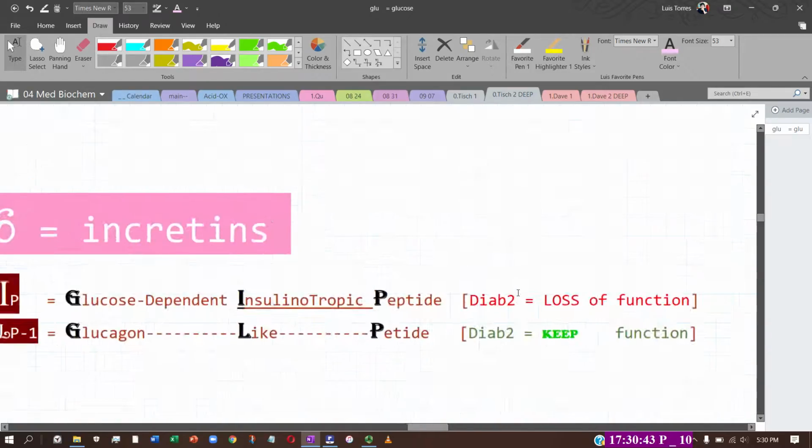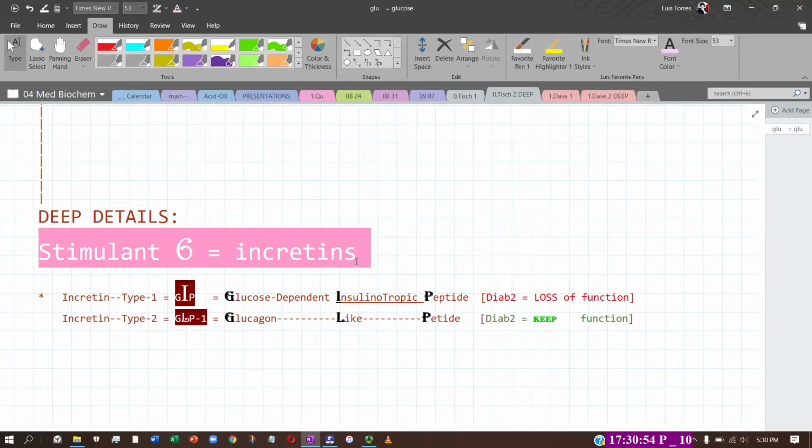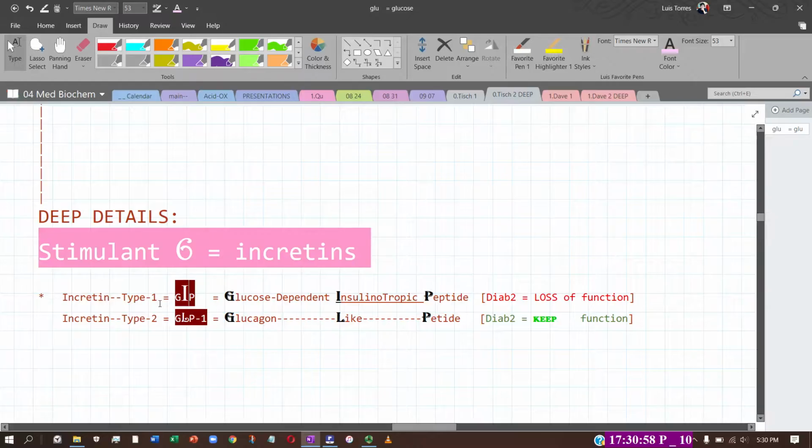Cool. And here's an important note. When you have a patient who has type 2 diabetes, they lose the function of this first type of incretin. So they lose GIP function. That same patient keeps the function of this other incretin type, GLP-1.